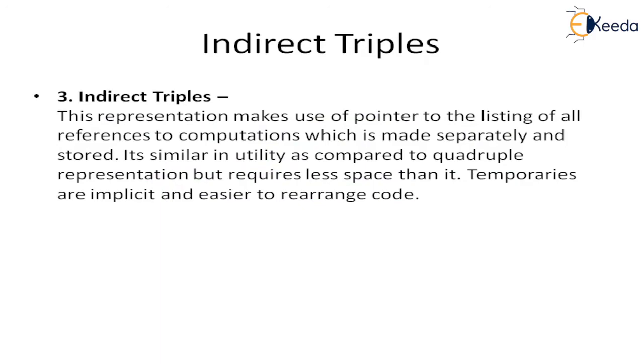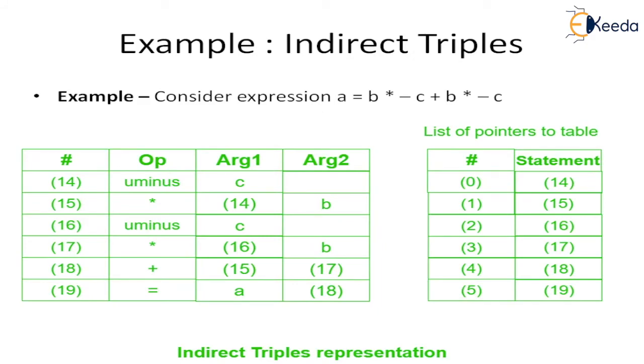The third type is the indirect triple. This indirect triple representation makes use of a pointer to a listing of all references to the computation, which is made separately and stored. So here, triple does not use the pointer, whereas the indirect triple uses the pointer. It is similar in utility to the quadruple representation but requires less space because the temporaries are implicit, and it is easier to rearrange code. So as compared to the quadruple, this representation requires less space. This is the benefit of the indirect triple.